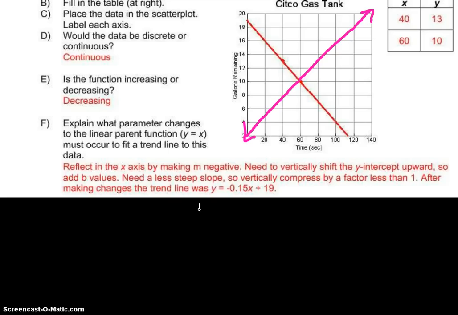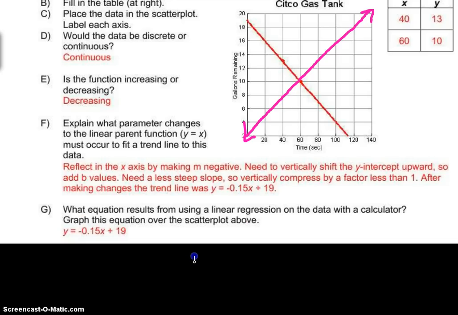So let's go to G. It asks me what equation results from using a linear regression on the data with the calculator. Remember, plugging this into the calculator, that's what we just said. We're going to get y equals negative 0.15x plus 19.